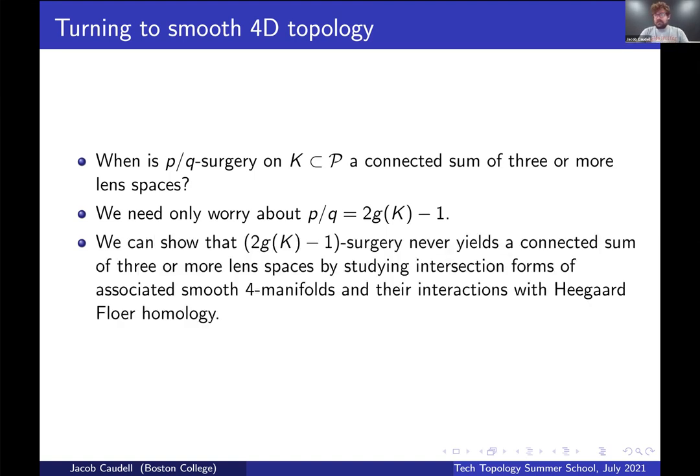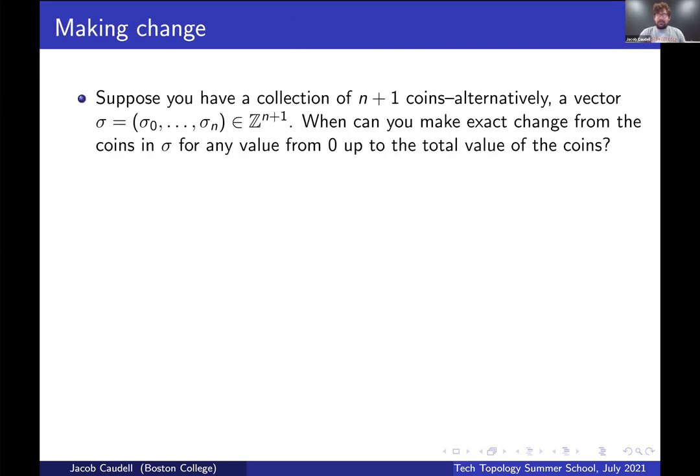We can actually show that 2G minus 1 surgery never yields a connected sum of three or more lens spaces by studying intersection forms of associated smooth four manifolds and interactions with Heegaard-Floer homology. Now, the main idea to come out of applying Heegaard-Floer homology to these smooth four manifolds that we can build up from the data of a Dehn surgery is this idea of a change maker.